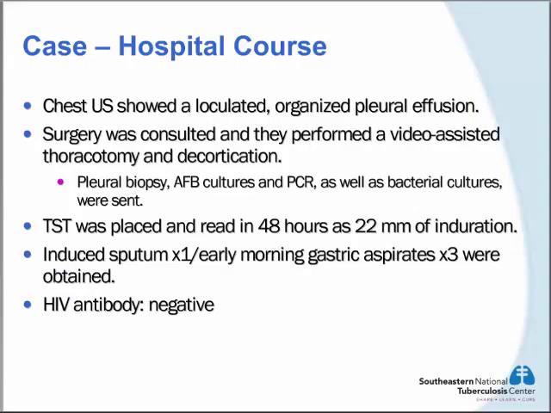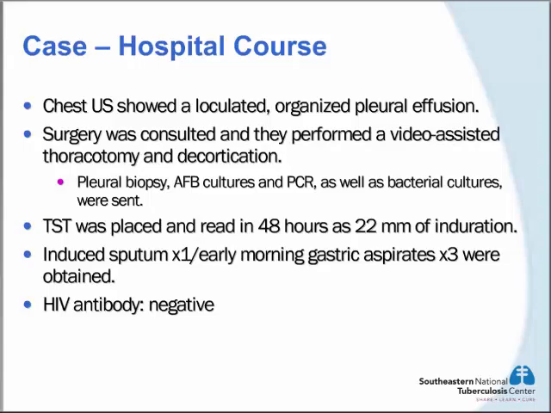There was a chest ultrasound that was ordered, and it showed a loculated organized pleural effusion. Surgery was consulted, and they performed a video-assisted thoracotomy and decortication, VATS. And because we had suspicion of TB, of course, that was in our differential diagnosis, we recommended that not only they would send the pleural fluid, but also send a pleural biopsy and send AFB cultures and PCRs on the pleural fluid and on the tissue, as well as the regular bacterial cultures.